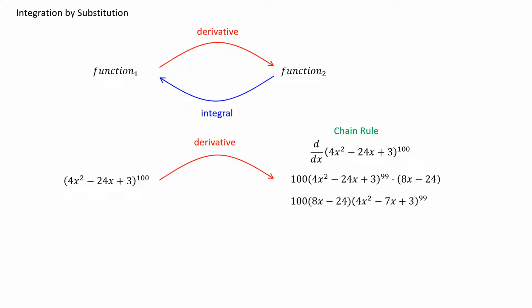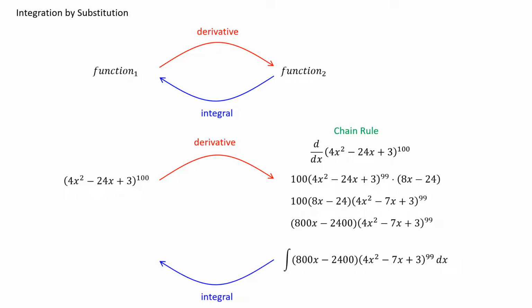I could simplify this by rearranging the order of multiplication and then distributing the 100, but this is essentially what the derivative of the function on the left would be. So suppose, reversely, that we were asked to integrate the result of that derivative. Then, of course, the integral of that would be the original function that we started with. Now, this is not what integration by substitution is. This is just somewhat of a reminder of the chain rule and how it works and how it could be applied in reverse to do an integral.